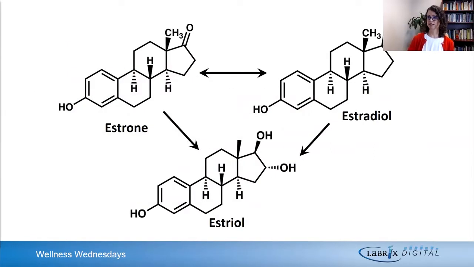So here is just a graphic representation of what the three molecules of estrogen look like, the three different estrogens, and you can see how similar they are.